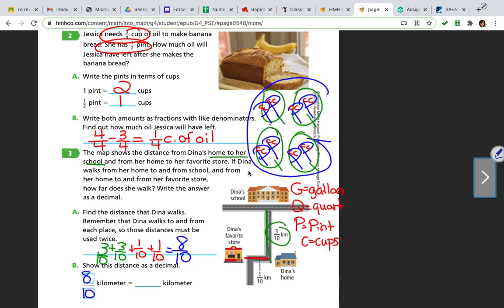Alright guys, if we're writing a decimal, how do we write 8/10 as a decimal? We haven't done this in a while, so we put a 0 and a decimal, and the 8 goes in the tenths place. We do not have a number in the hundredths place, so our decimal will be 0.8. Okay? On the next page, let's look at the check understanding.